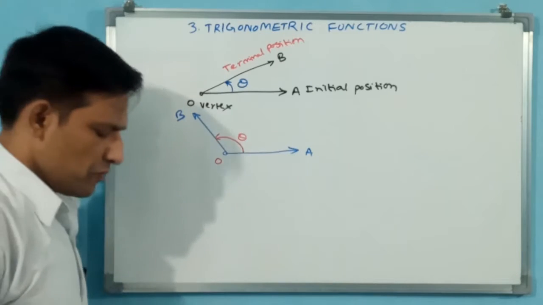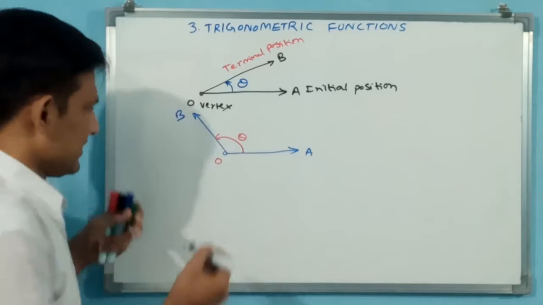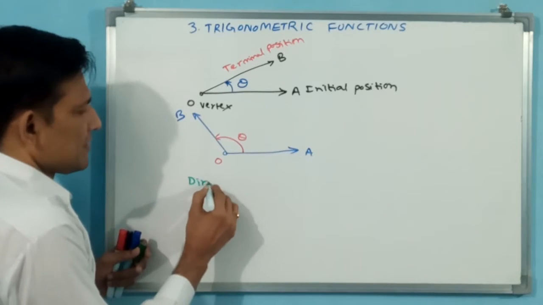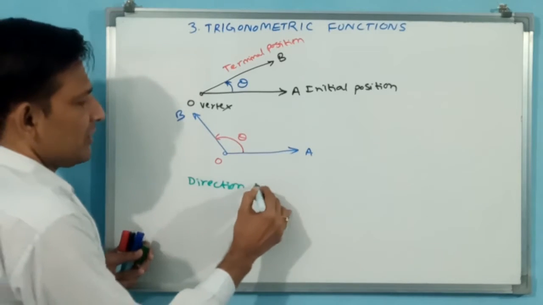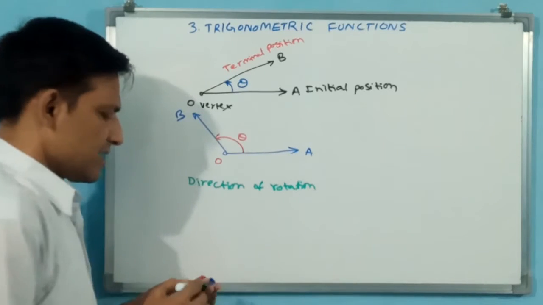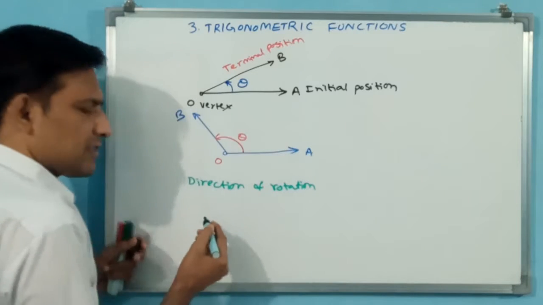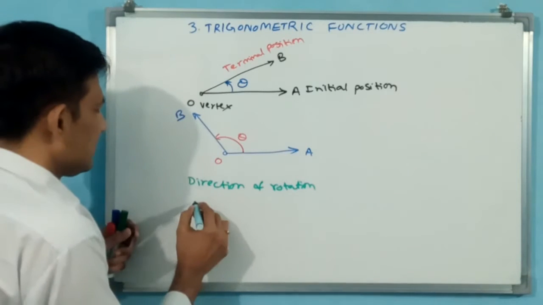Now we see that for the direction of rotation, two directions are there. The direction of rotation is also important. What are those directions? One is anti-clockwise. First I am writing anti-clockwise.